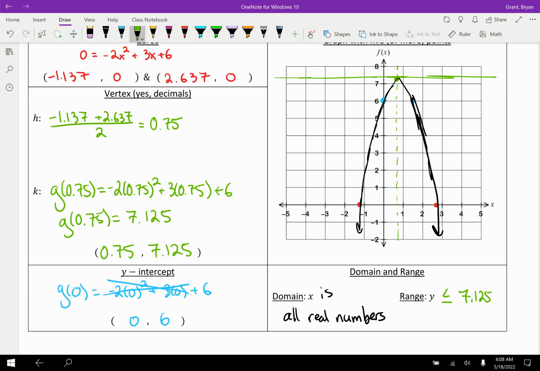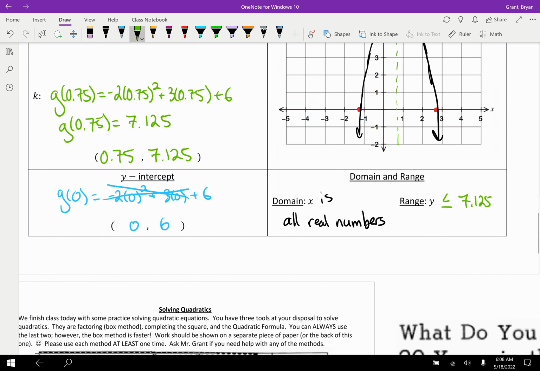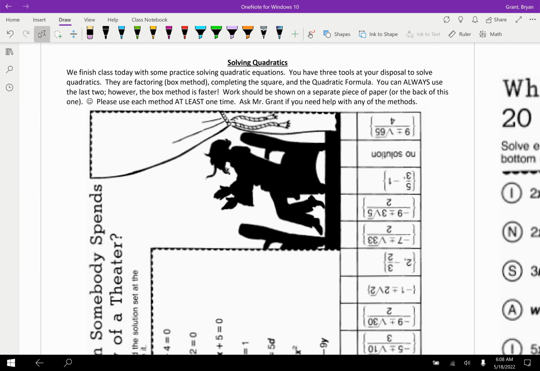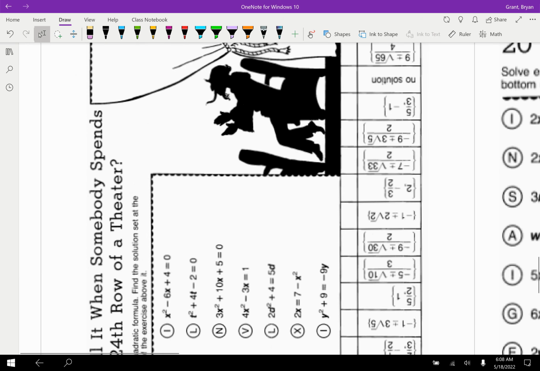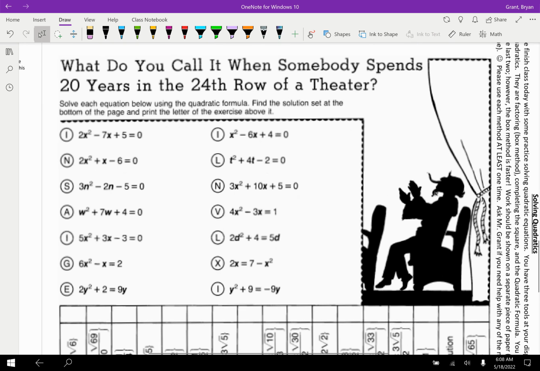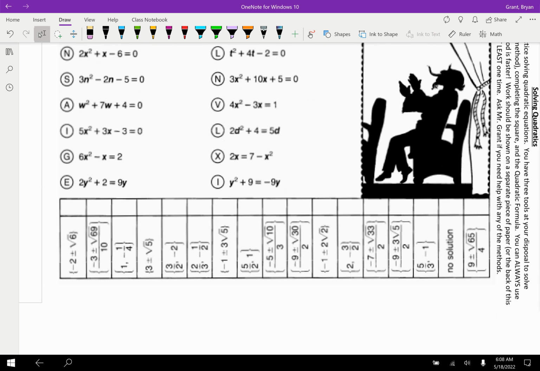Okay, so this really finishes off anything new for today. The last part of today is a solving quadratics practice sheet. So you've got a riddle here, and I'm going to go ahead and flip it over this way. What do you call it when somebody spends 20 years in the 24th row of a theater? It, of course, will be hilarious. So you can see that there are 14 questions here. And if you look at the answers, most of the answers have square roots in them. And so that means that most of these problems you'll need to use the quadratic formula for.